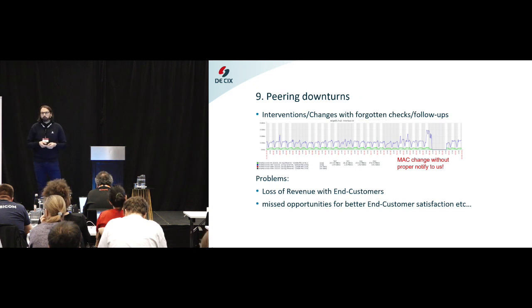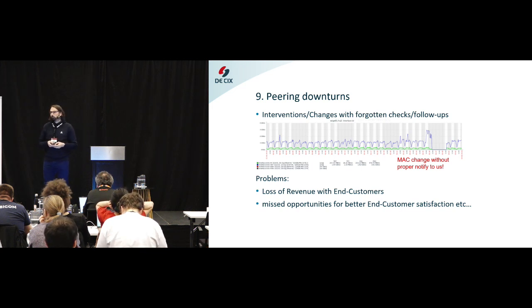Peering downturns: somebody changed the router, came with a new MAC address. Yes, we need to know the MAC address because we filter on that. So if this happens, or maybe somebody shut down the peering for whatever reason, don't forget, please, to bring it up. That's also a topic where internet exchanges have to look at what the customers are doing.